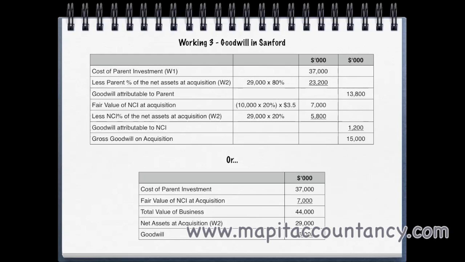Particularly, you need to know how to calculate your gross goodwill, which would be the 15,000, but also do be aware that if you're asked for proportionate goodwill, you may only have to go as far as the 13,800. So we've introduced both ways to calculate our goodwill there. Each way will give us exactly the same answer, but do be aware of each of those methods.